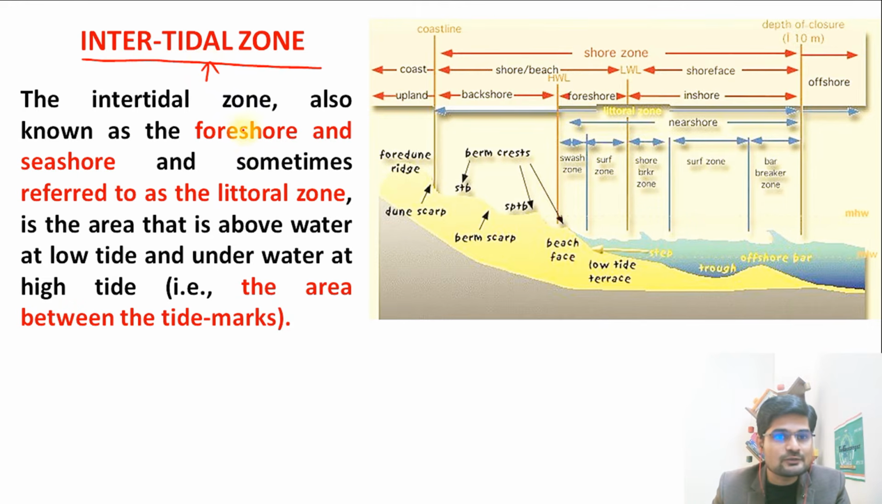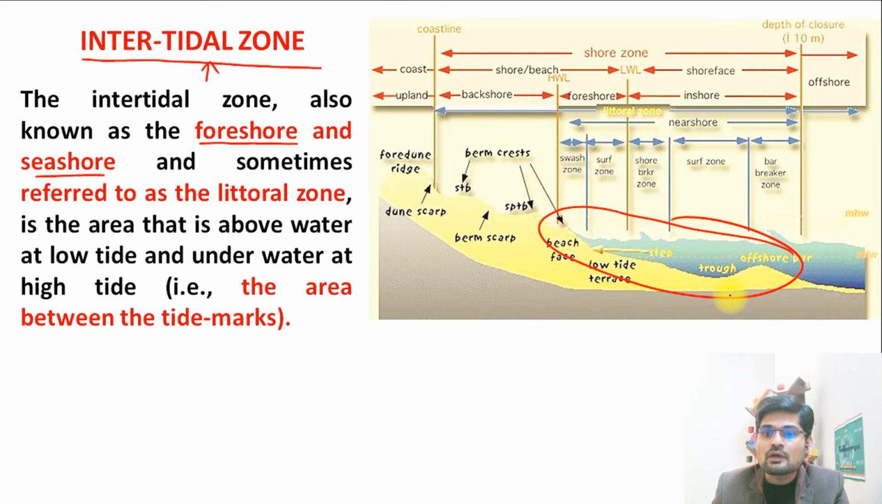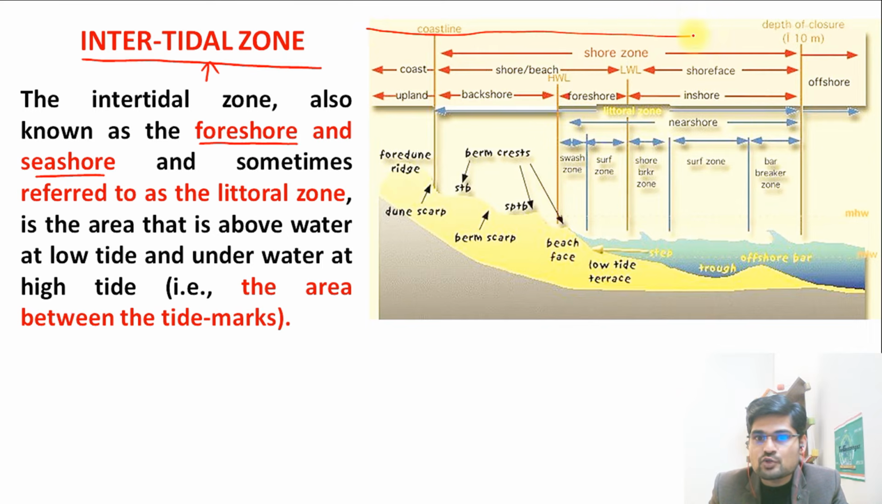Now remember, the intertidal zone is something that is related to the tides itself. So what is this intertidal zone? Also known as foreshore and seashore zones. So remember shoreline. Shoreline is a place where the water meets the land. So there are certain terminologies that we must understand. So remember, the entire coastline has a shoreline which is divided into different areas.